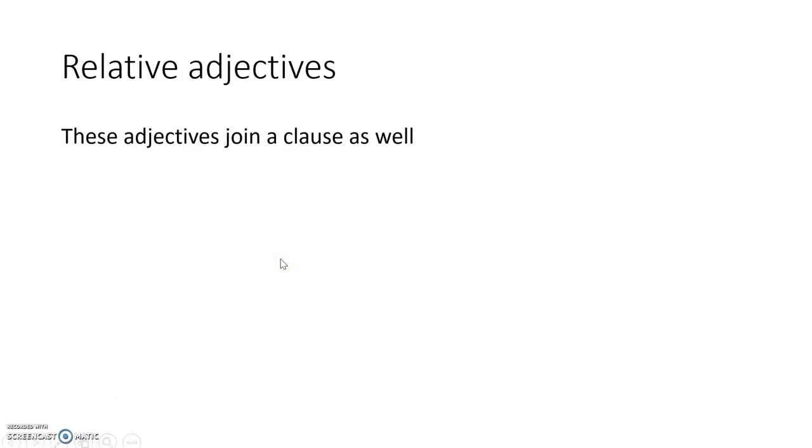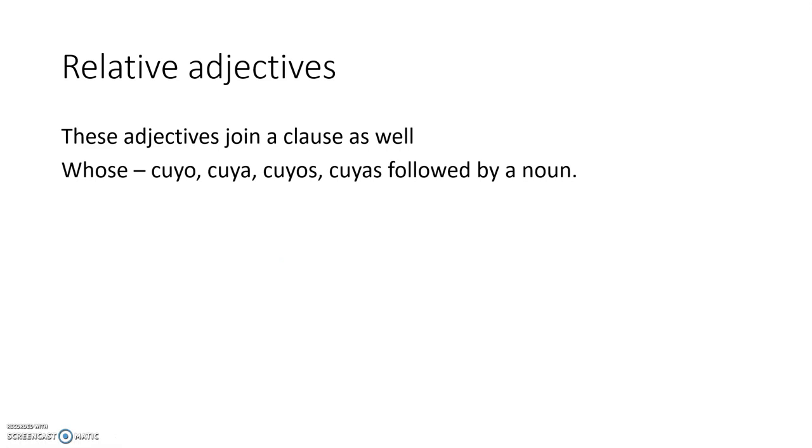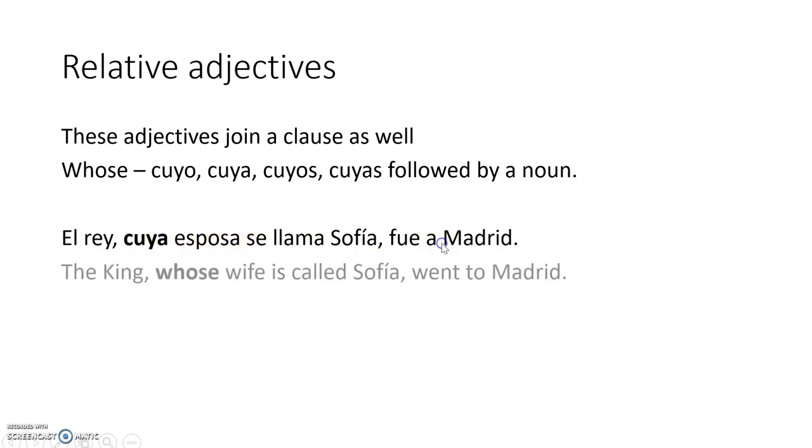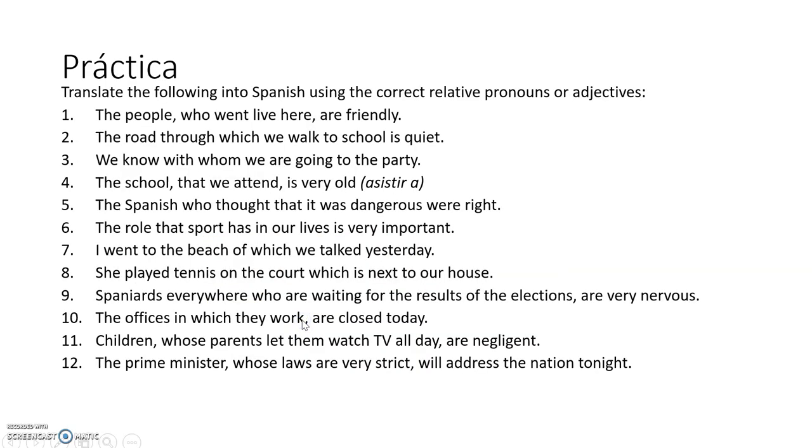And then relative adjectives. These join clauses together as well, but they're followed by a noun, so they work as an adjective would work. So if the noun after it is masculine, we use cuyo, cuya if it's feminine, cuyos if it's masculine plural, and cuyas if it's feminine plural. So if we give you an example, el rey cuya esposa se llama Sofía fue a Madrid. So the king, whose wife, so it's wife because it's feminine, esposa, so we use cuya, who's called Sofía, went to Madrid. Okay, so we join these two together, and we've got this relative adjective in the middle there. All right.